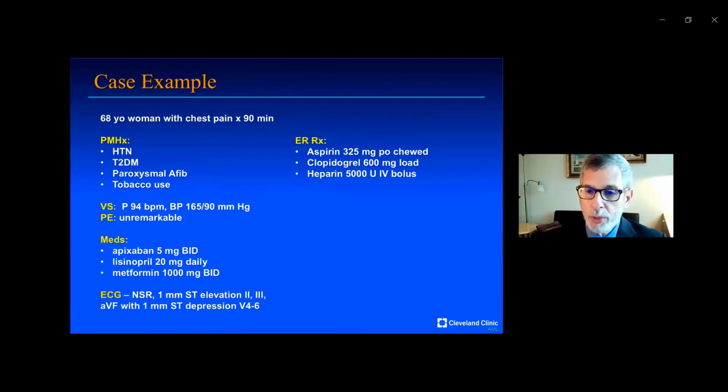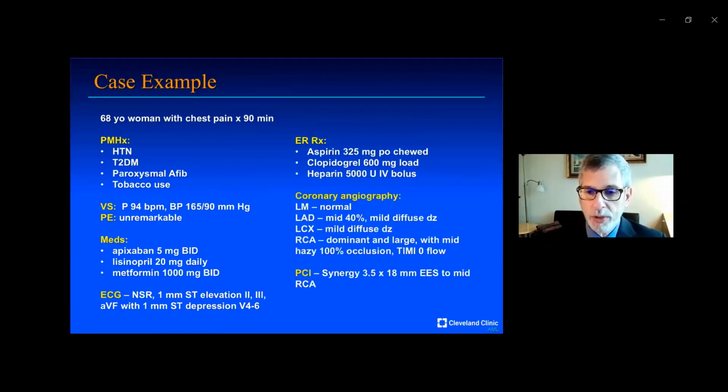In the emergency room, she was treated with aspirin, 325 milligrams chewed, a bolus of clopidogrel, and heparin of 5,000 units intravenously. Coronary angiography was performed emergently, showing mild left coronary system disease with a hazy 100% occlusion of the mid-right coronary artery with minimal distal flow. She was treated by PCI with a drug-eluting stent to the mid-right coronary artery. Follow-up echocardiography during the hospitalization showed moderate inferior hypokinesis with an overall preserved ejection fraction of about 45%.